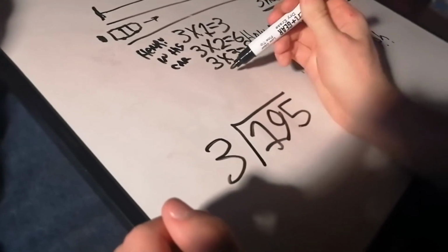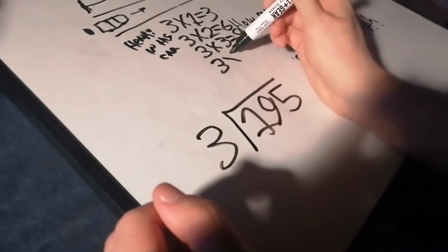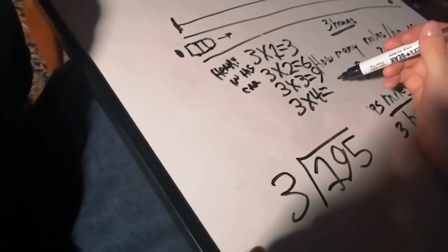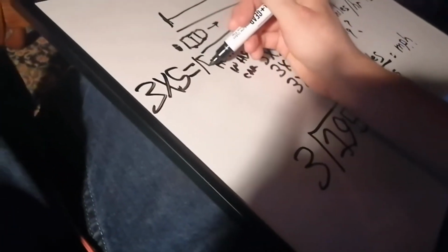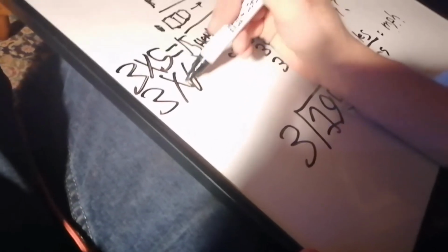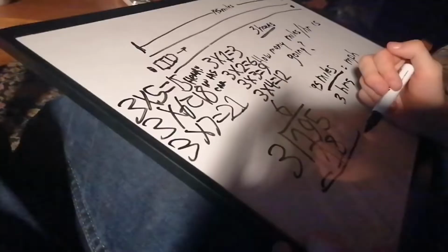3 times 4 is 12. 15, right. 3 times 6 equals 18. Okay, more.